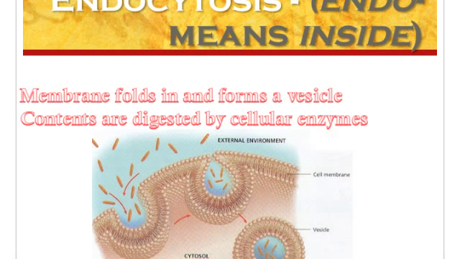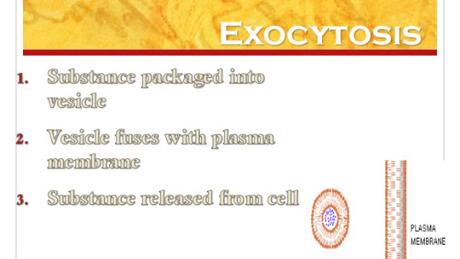Now you also have exocytosis, which is essentially the opposite of endocytosis. Instead of moving things inside, you're kicking things out. In exocytosis, a substance is packaged into a vesicle, which is like a little bubble. The vesicle fuses with the plasma membrane, and the substance is released from the cell. If you look at the bottom right, you see the plasma membrane and the vesicle leaving the cell, and it holds the stuff inside.